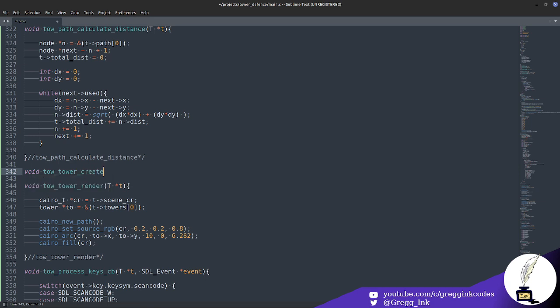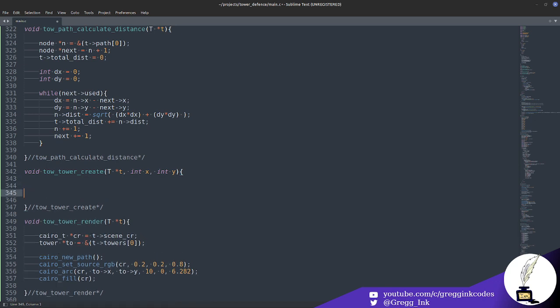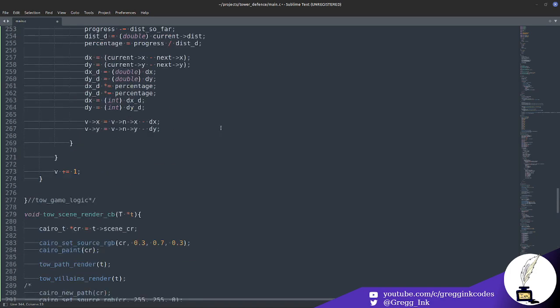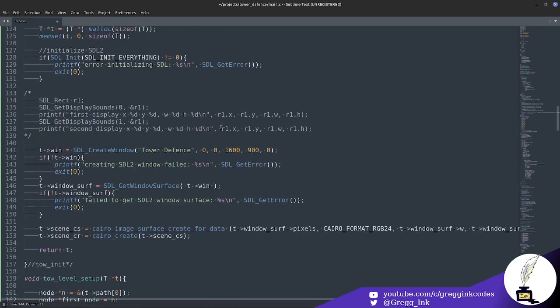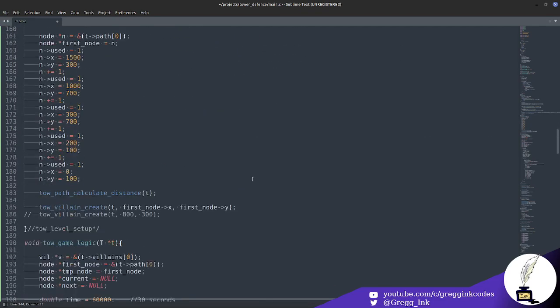Tower create, int x, int y. There will have to be a lot more variables. There'll be the strength of the tower, and there's gonna be all that stuff, but not now. Did I do used? Yeah. Okay.